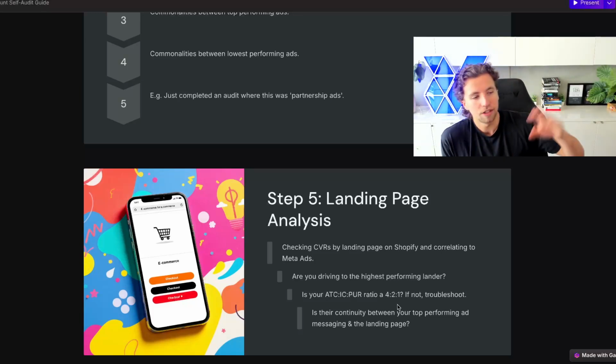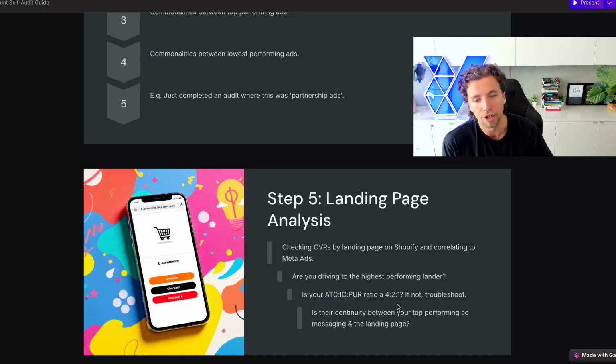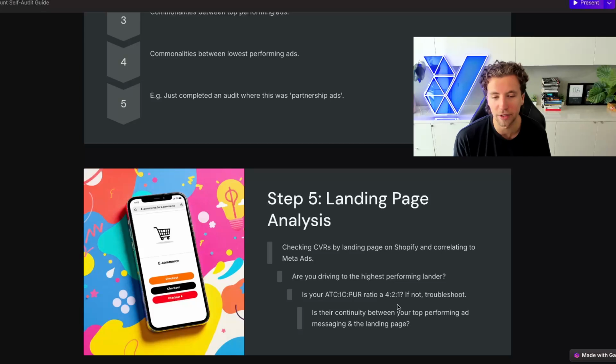Is your add to cart to initiate checkout to purchase ratio a 4:1? If not, troubleshoot it. Okay, it needs to be a 4:1. If it's not, something's wrong that you can fix. I'm not going to tell you how to fix it in this video because it's like 60 minutes of content in itself. But it's pretty easy. Just go watch as much conversion rate content as you can on fixing add to cart, initiate checkout to purchase ratios, and you'll fix it. Like you'll get to the bottom of it.